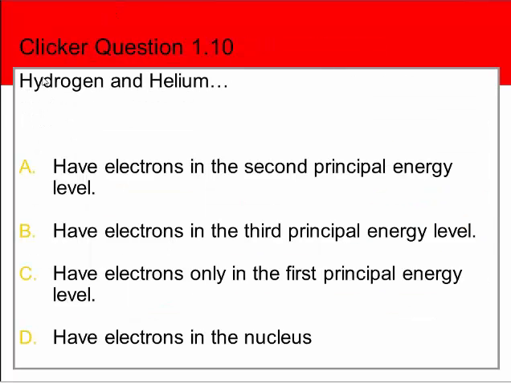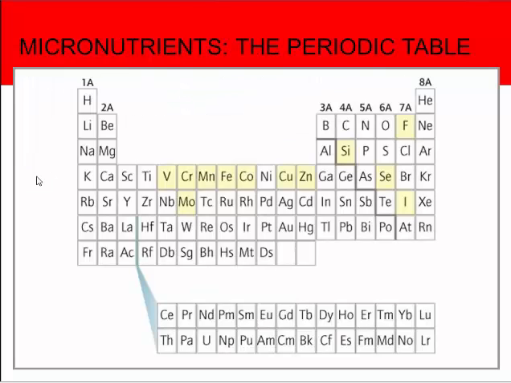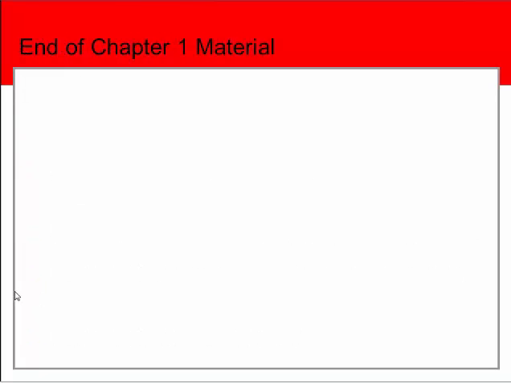Clicker question 110. Hydrogen and helium, where are their electrons? Where do they reside? So where are the electrons in hydrogen and helium? That requires us to go back to the periodic table. Hydrogen is right here, H. Helium is right here. They have electrons in the n equals 1 shell, corresponding to period 1. Hydrogen has 1 electron, helium has 2. So their electrons reside in the n equals 1 shell, the first principal energy level. So C is the best answer here. And that takes us to the end of Chapter 1.